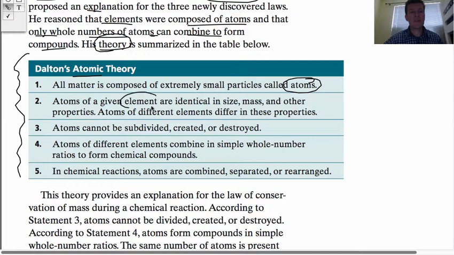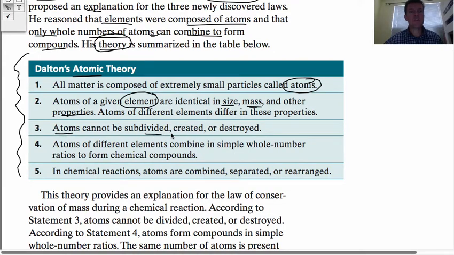That means if you have an atom of carbon over here and an atom of carbon over here, they're going to be identical in size, mass, and other properties. All right? There is something called isotopes, which have a different number of neutrons, but we'll talk about that later on. Basically, they have identical size. Mass is, again, isotopes, we'll talk about that, and other properties. Now, atoms of different elements differ in these properties. So if you have carbon and oxygen, they obviously have different masses, different sizes, and different properties.